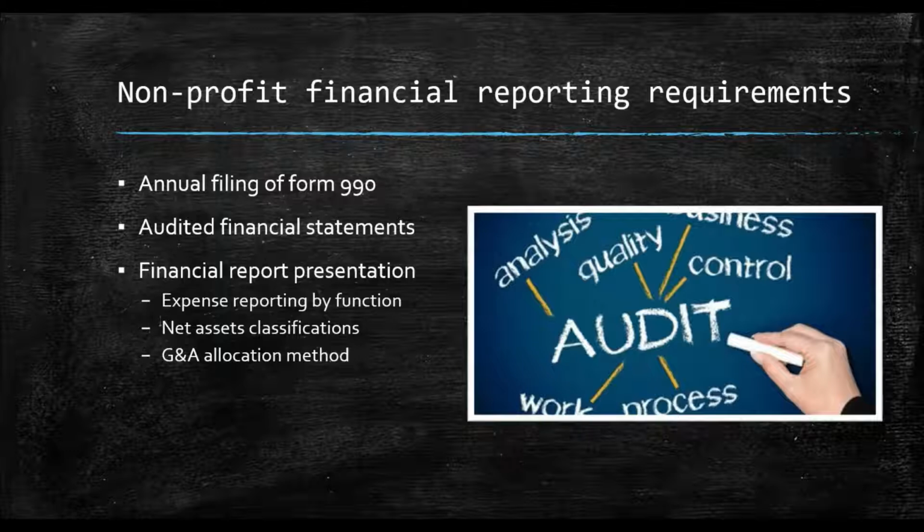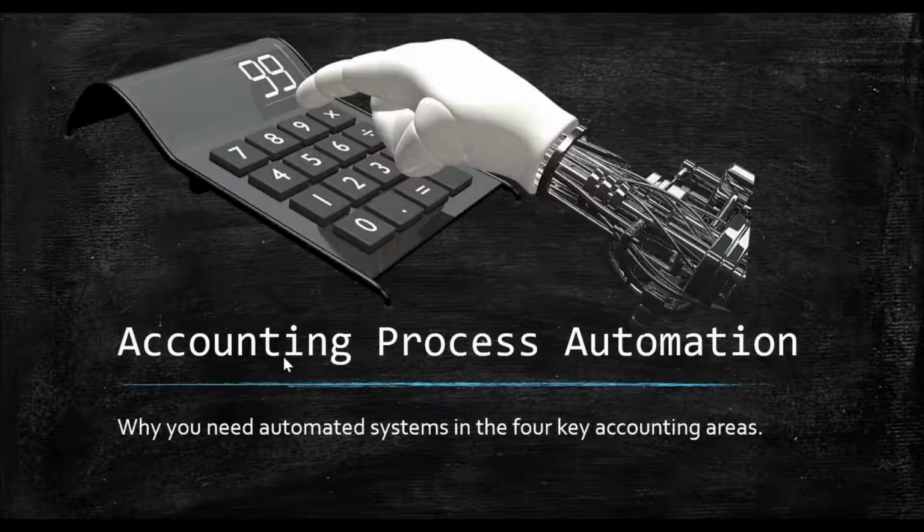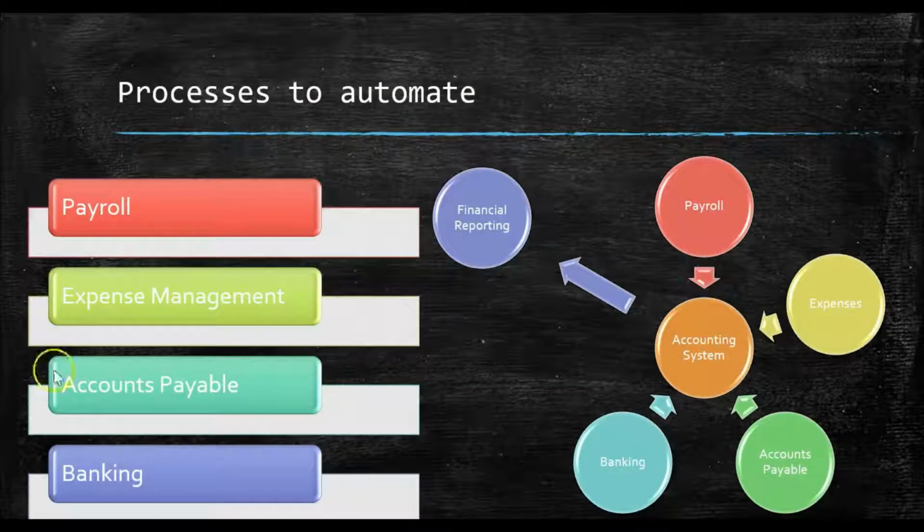All right. And so that's really the nonprofit financial reporting requirements. You need the 990 and you really need to keep track of everything by function. If you do that, you'll have everything else that's required. And so now I'm going to talk about the real reason for this video, which is accounting process automation and why you need automated systems in the 4 key accounting areas. Why do you need this? This is so awesome.